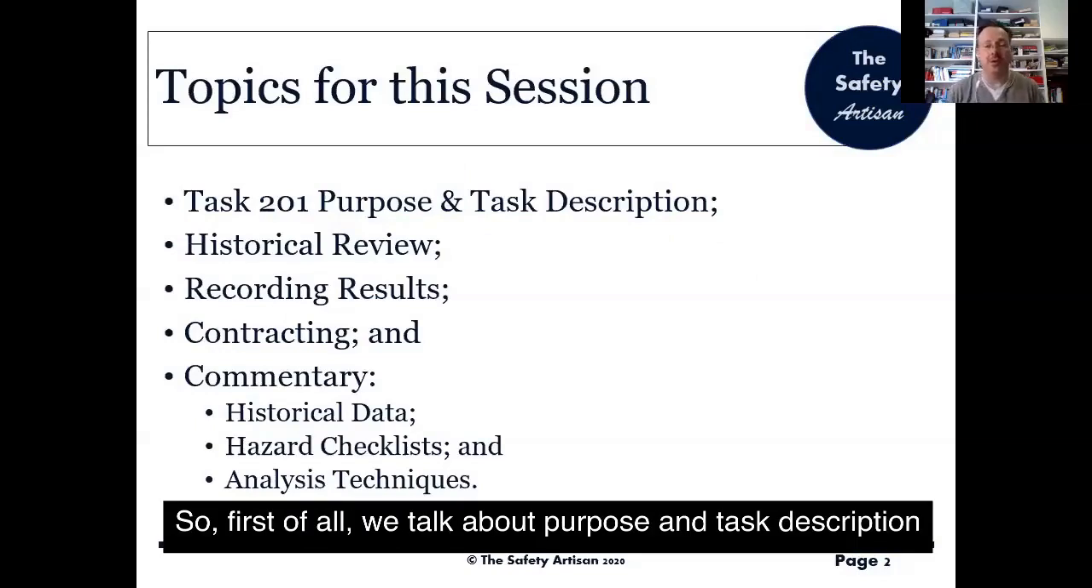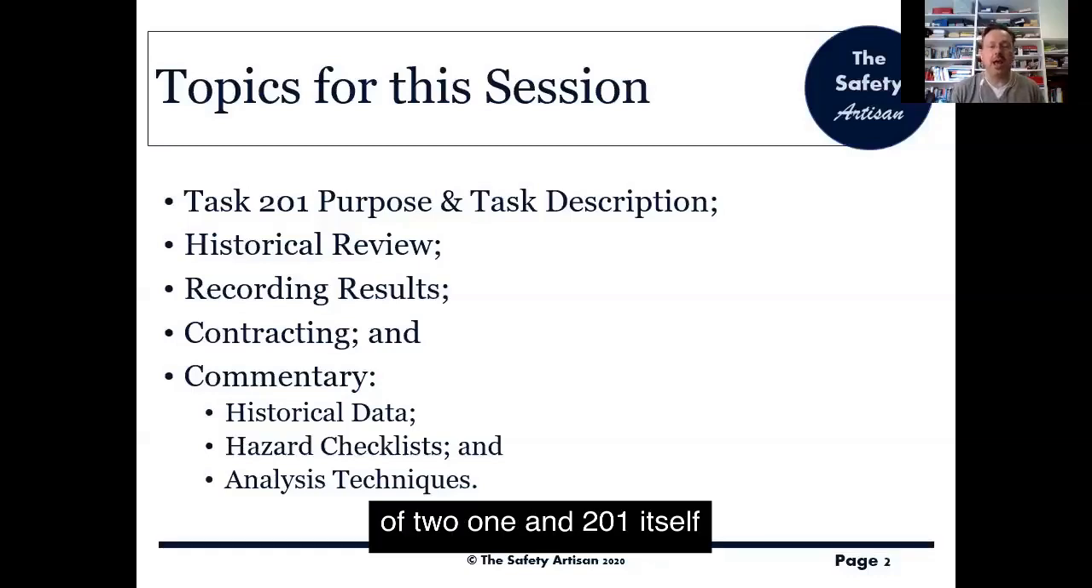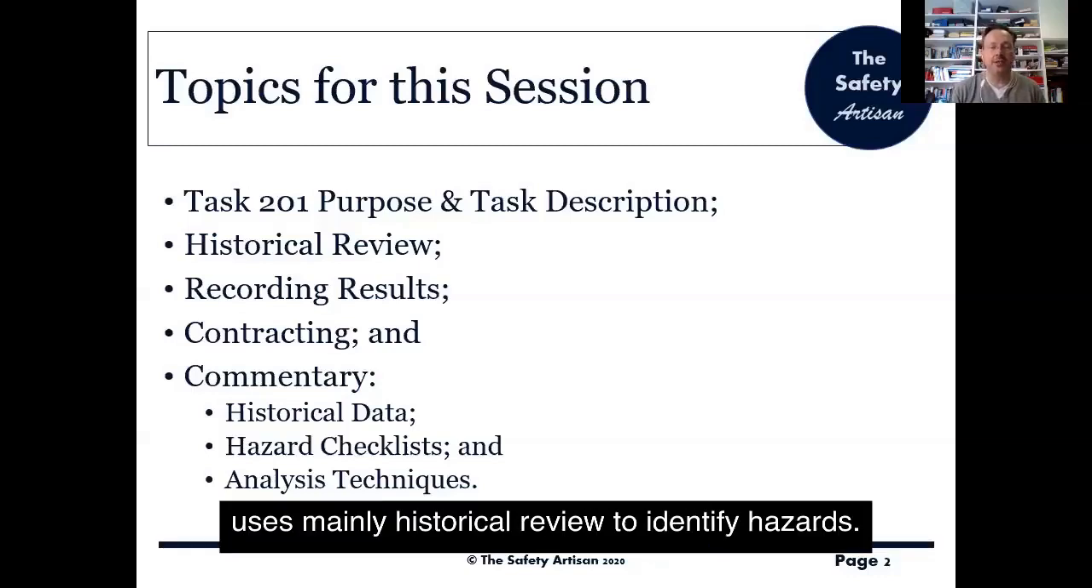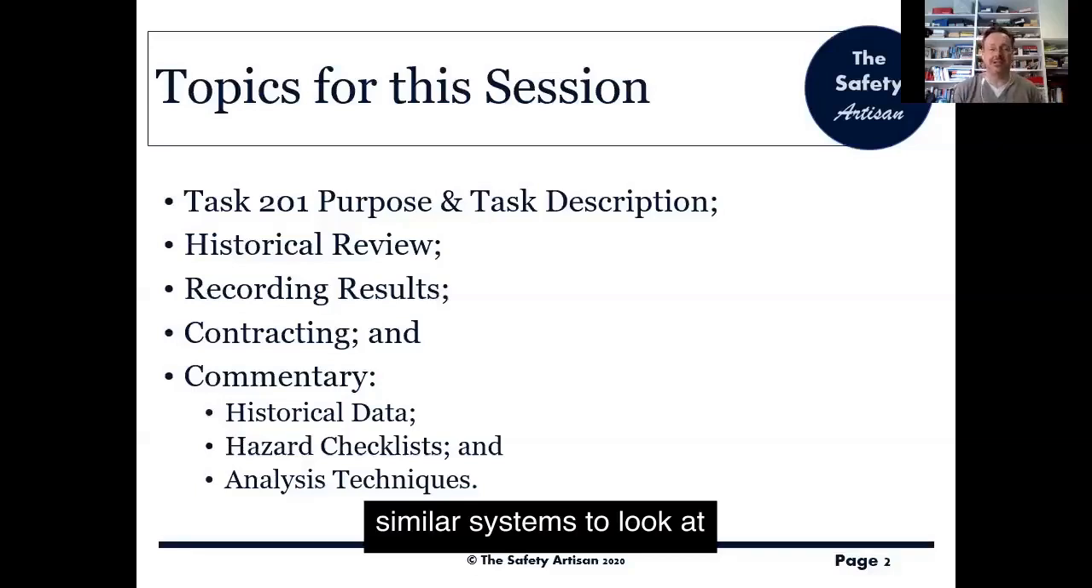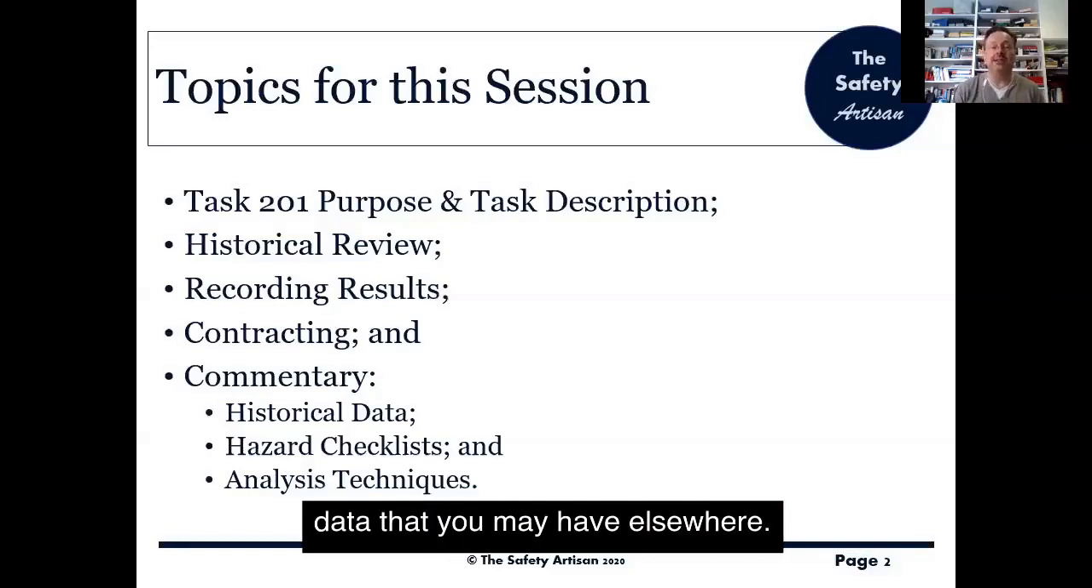So first of all, we talk about the purpose and task description of 201. And 201 itself uses mainly historical review to identify hazards. So it asks you to look back at legacy systems, to look at similar systems, to look at data that you may have elsewhere. And that's very important because lots of people forget to do that.